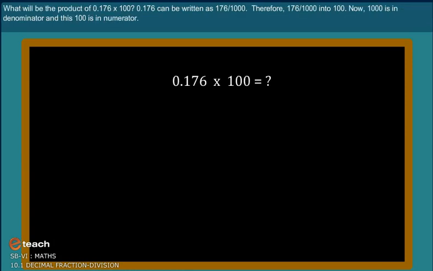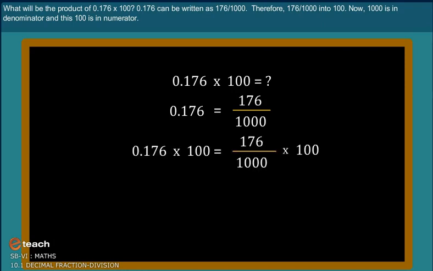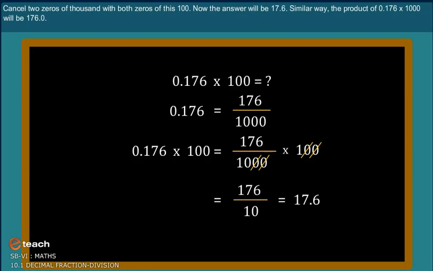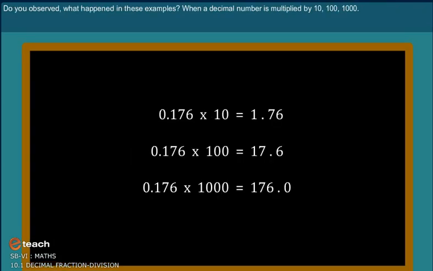What will be the product of 0.176 multiplied by 100? 0.176 can be written as 176 by 1000. Therefore, 176 by 1000 into 100. Now, 1000 is in the denominator and this 100 is in the numerator. Cancel 2 zeros of 1000 with both the zeros of this 100. Now the answer will be 17.6. Similarly, the product of 0.176 multiplied by 1000 will be 176.0. Do you observe what happened in these examples?